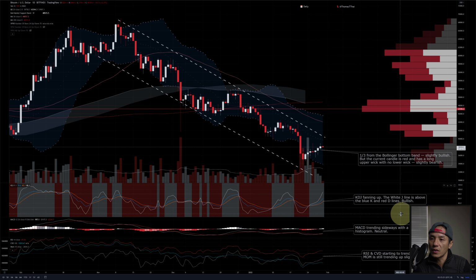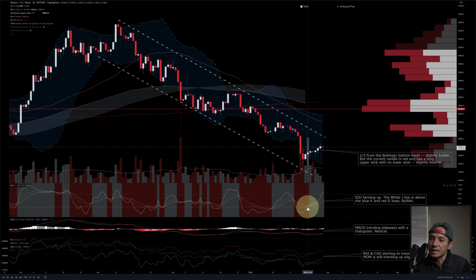Down below, previously we stated that the KDJ line was fanning up. It's still fanning up. Previously it was right around here, and now it's fanning up more. That's bullish, a good sign. When it's fanning upward like that, it's projecting that future candles will continue to rise, and price will continue to rise.